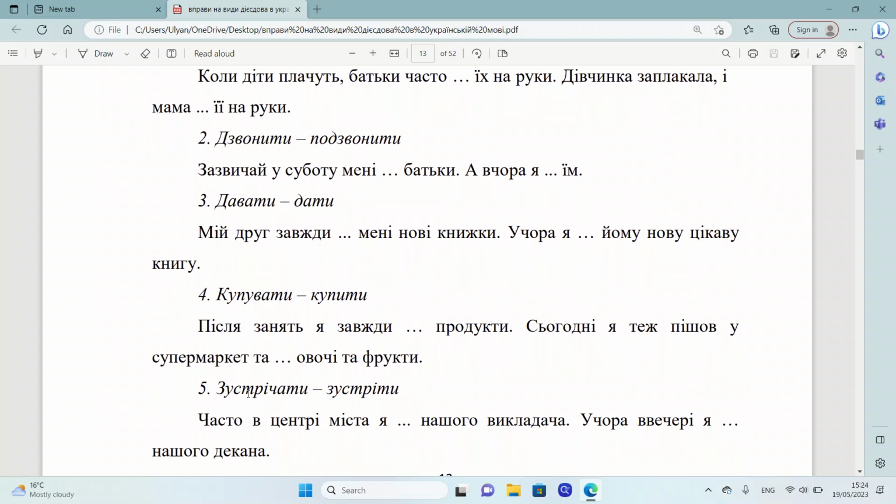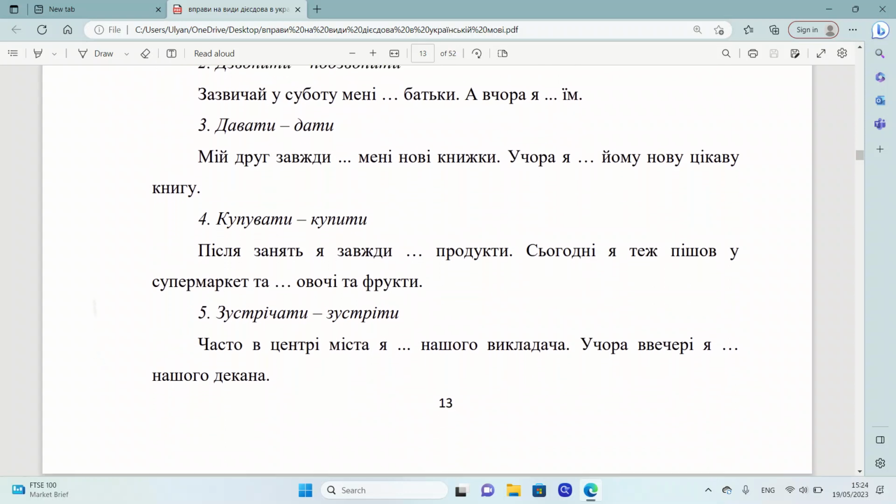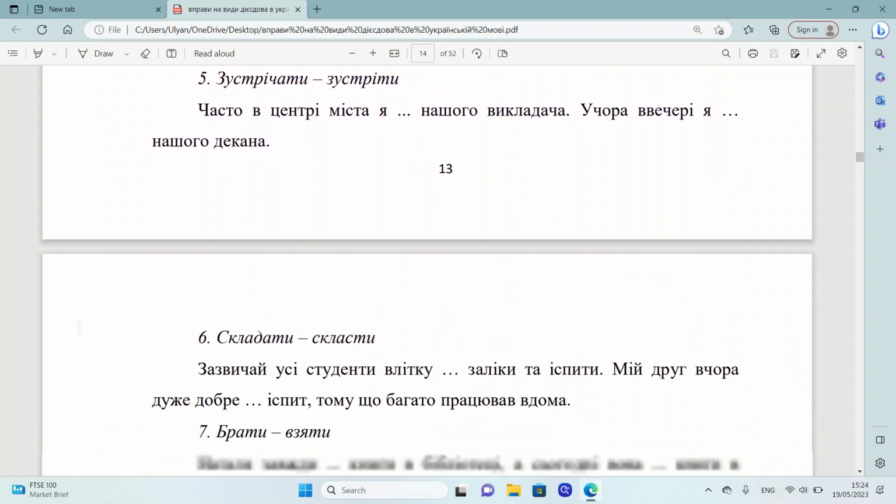Зустрічати, зустріти. To meet someone. Часто в центрі міста я, so habitual, часто зустрічаю нашого викладача. Учора ввечері я зустріла нашого декана. So often in the town center I meet my teacher. Yesterday in the evening I met our dean.